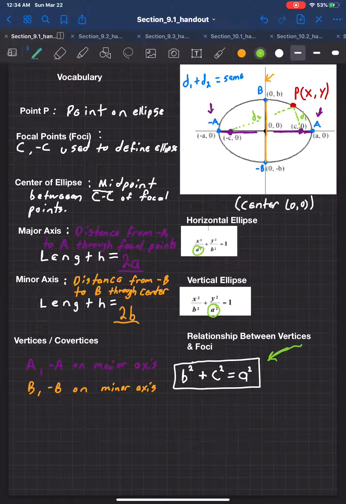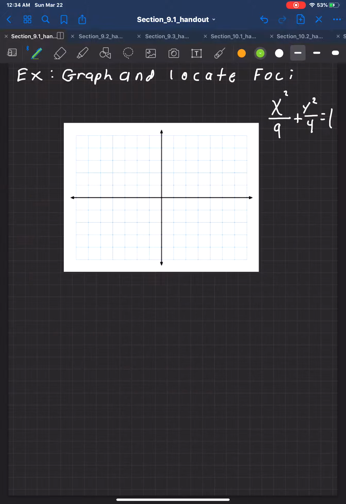All right, now you can always pause this and or click back and refer back to it, but we're going to go ahead and jump in and try some problems. So what are we asked to do? Well, we're asked to graph the following ellipse as well as locate the focal points, right? So when everything is said and done, we should have the graph of what this ellipse looks like, and we should be able to find where the focal points are.